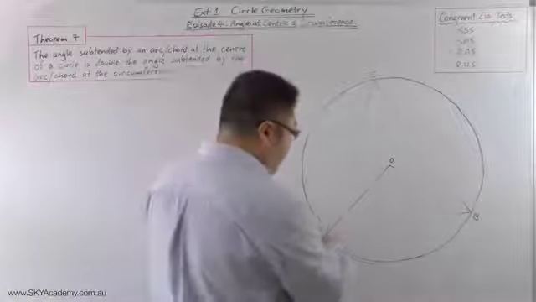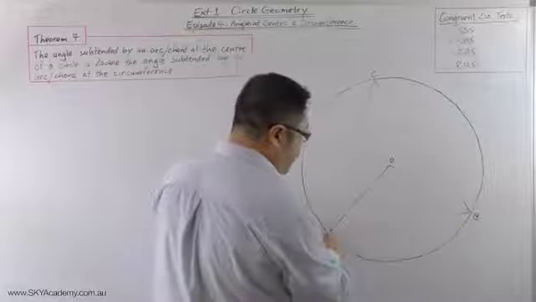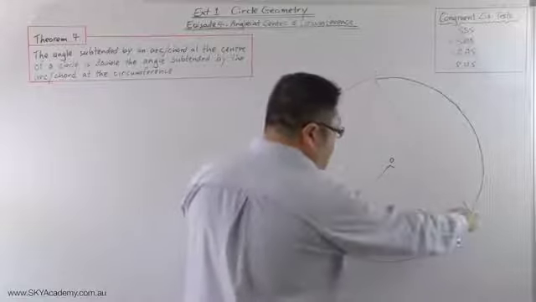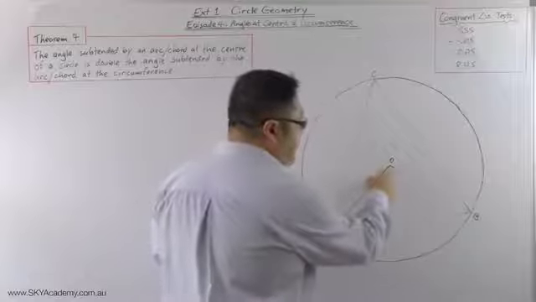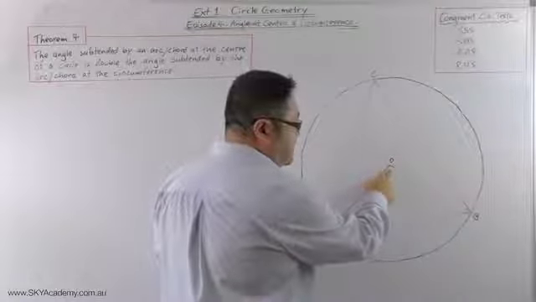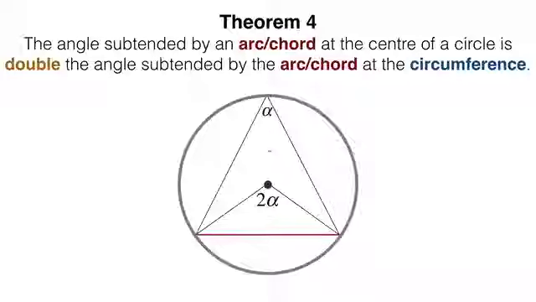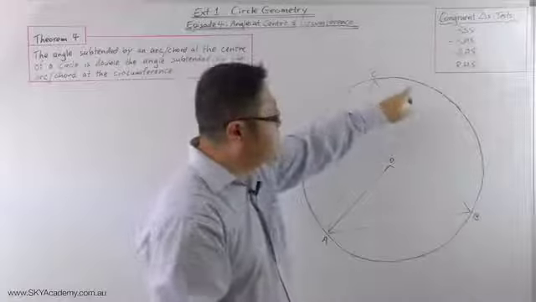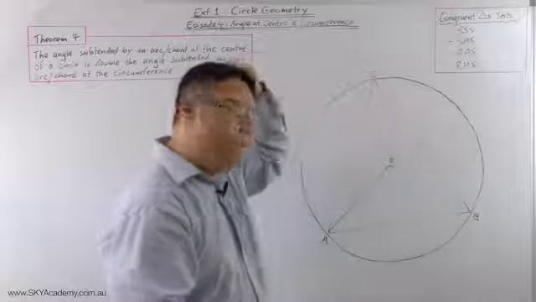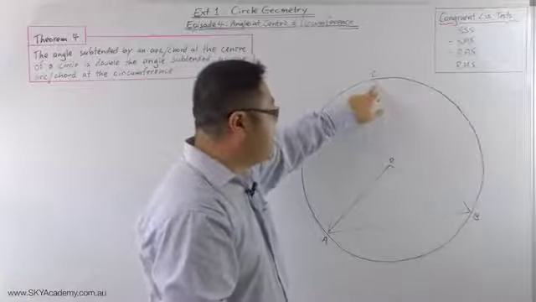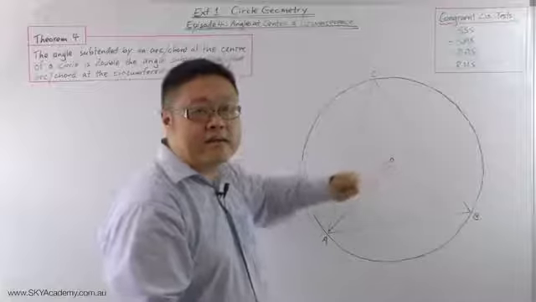So this is basically what it's saying, all right? If you've got an arc or a chord, let's say AB is your arc or your chord, and the angle subtended at the center is going to be twice the angle at the circumference. And mind you, it can be anywhere on the circumference, as long as it's in the same segment. Any point along the circumference, as long as it's in the same segment, will be half that of the angle at the center.